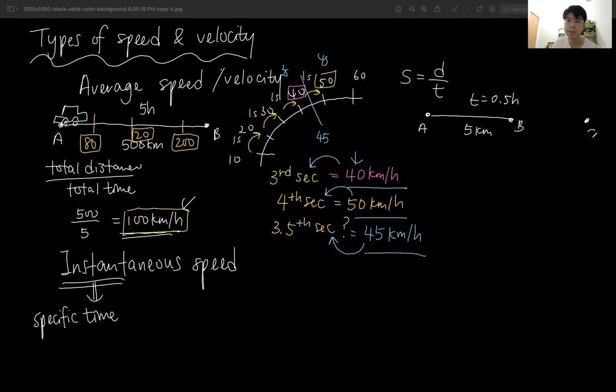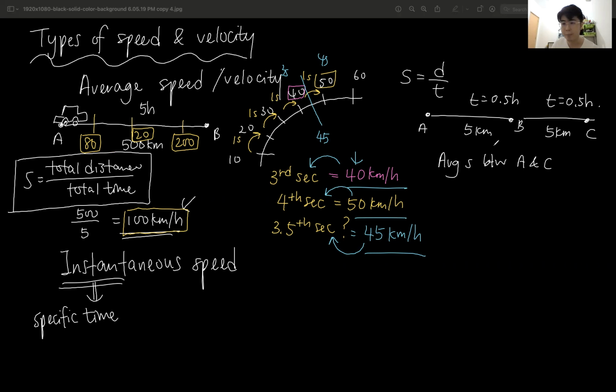So,如果我有一个 station here, C, this is another 5 km, 0.5 hour. Calculate the average speed between A and C. So average speed between A and C. Then I will take, what is my formula? Total distance divided by total time. Okay, so between A and C, 我拿整个从 A 去 C 的 distance, 10 km divided by 1 hour. Total distance divided by total time. So 10 divided by 1, we got 10 kilometers per hour. This is average speed between A and C.